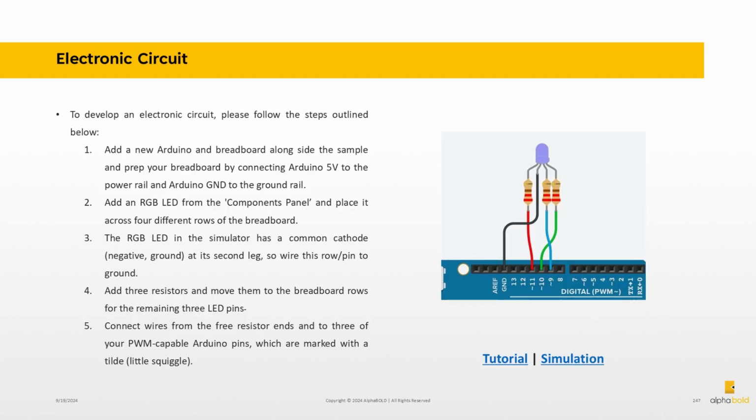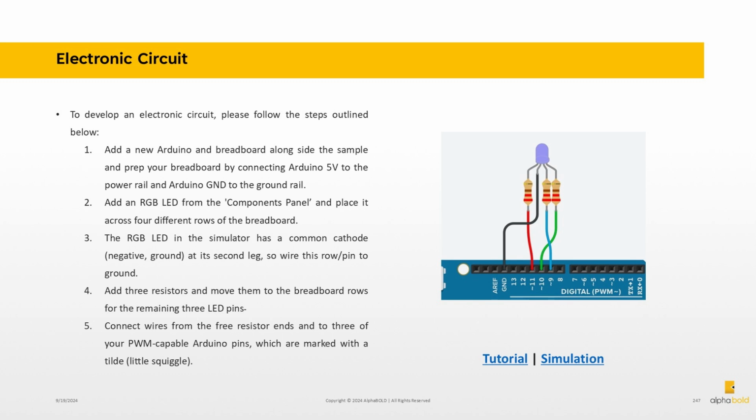Electronic circuit. Please follow the steps outlined below. Add an Arduino and breadboard alongside the sample and prepare your breadboard by connecting Arduino 5V to the power rail and Arduino GND to the ground rail. Add an RGB LED from the component storage box and place it across 4 different rows of the breadboard.